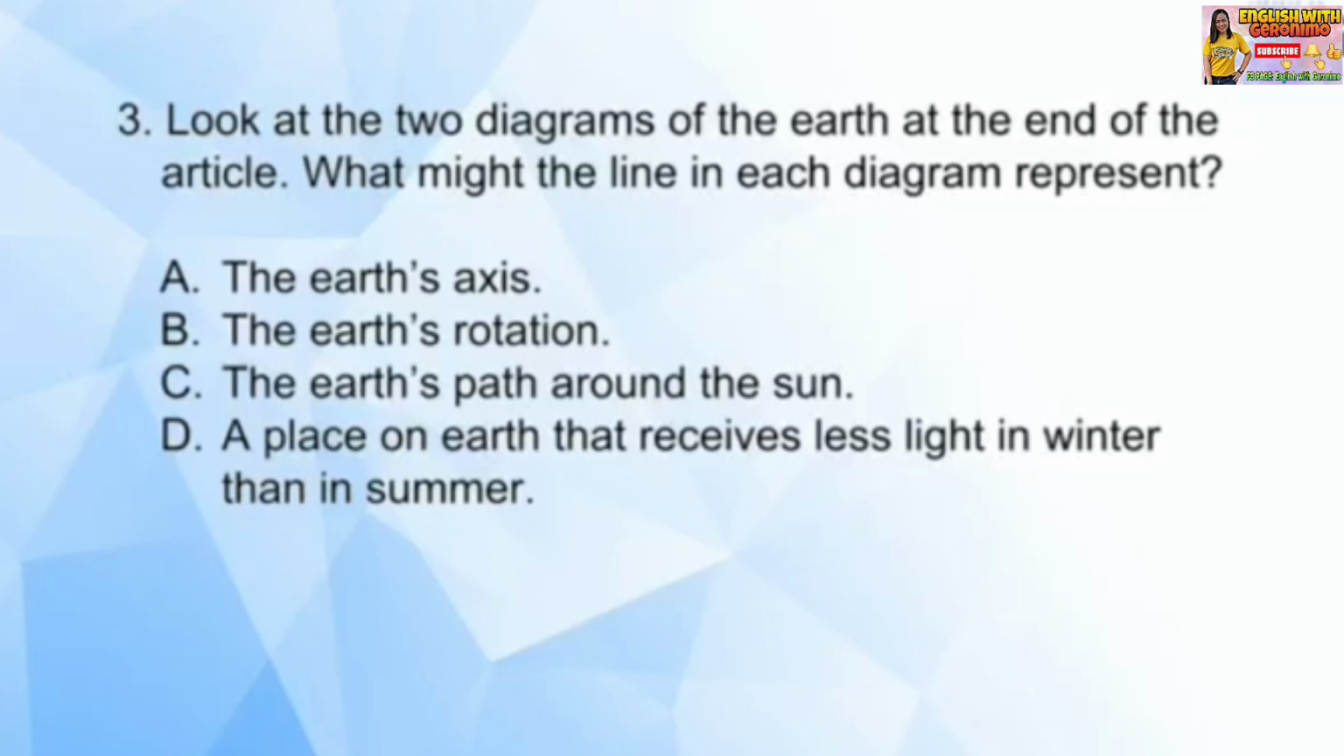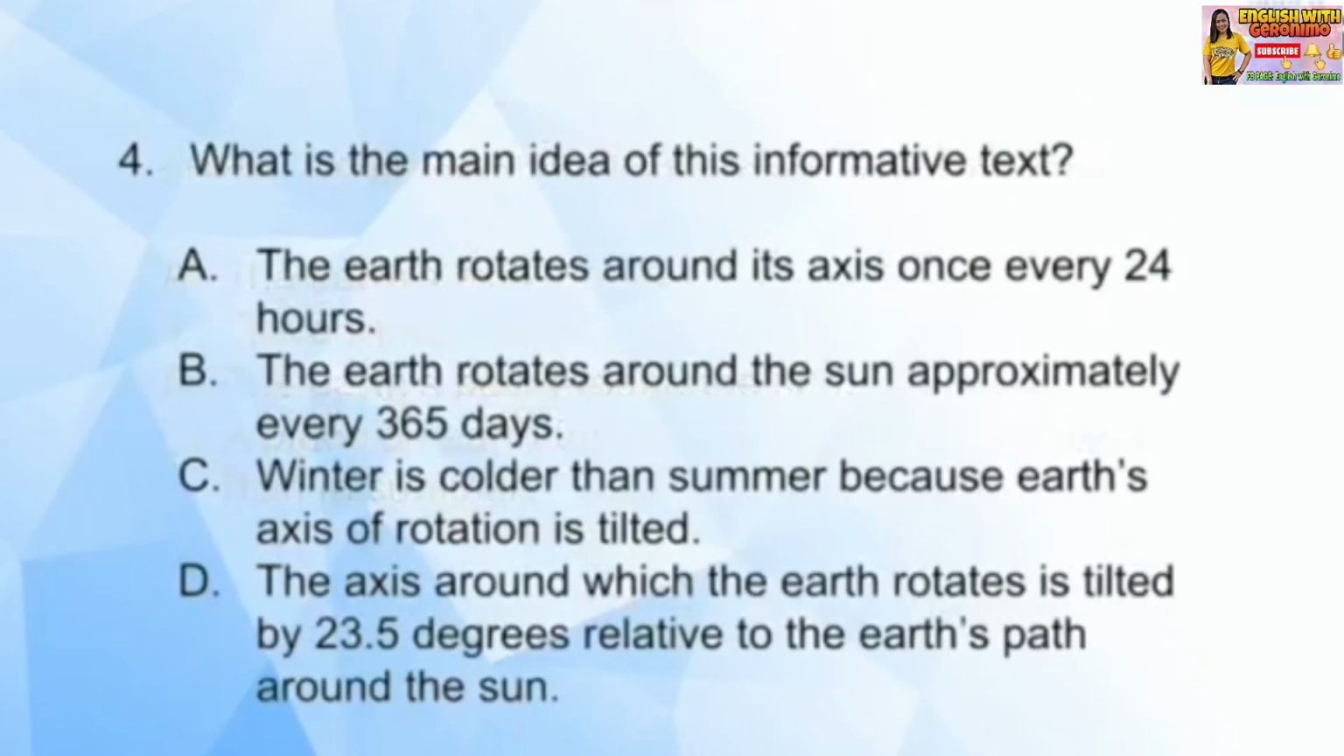Letter A. The Earth's axis. Letter B. The Earth's rotation. Letter C. The Earth's path around the Sun. Letter D. A place on Earth that receives less light in winter than in summer. Number 4. What is the main idea of this informative text?